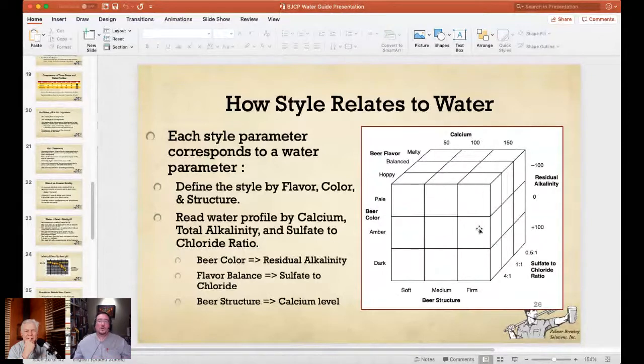Yeah. Well, okay, so let's say a Russian Imperial Stout, good example. It's a dark beer style. So we're going to go down here to our beer color, and we're going to say we want a residual alkalinity of roughly 100 parts per million as calcium carbonate. That's our residual alkalinity target.